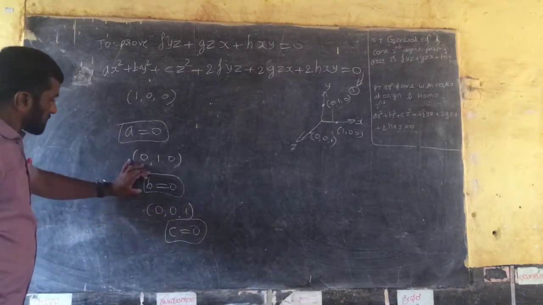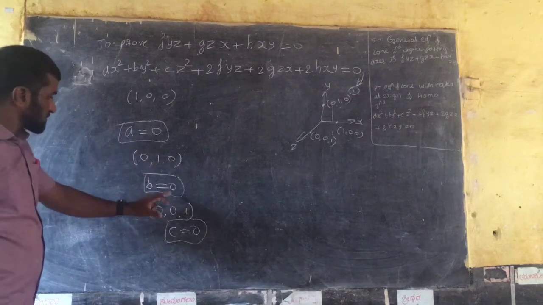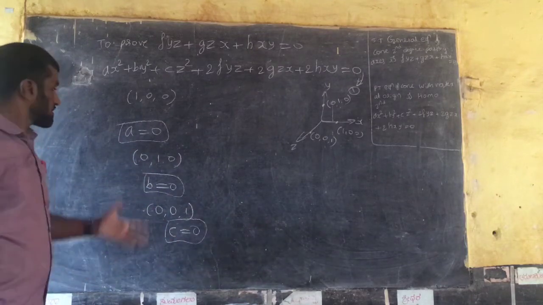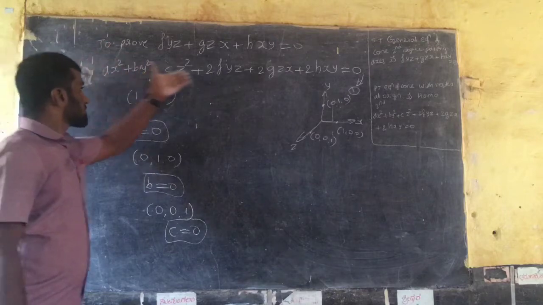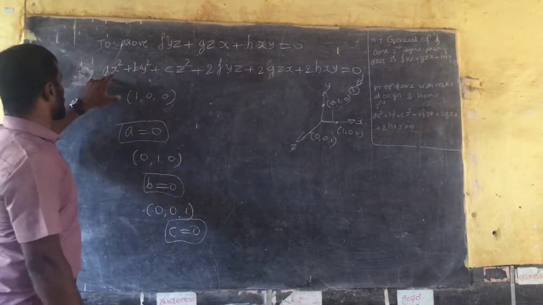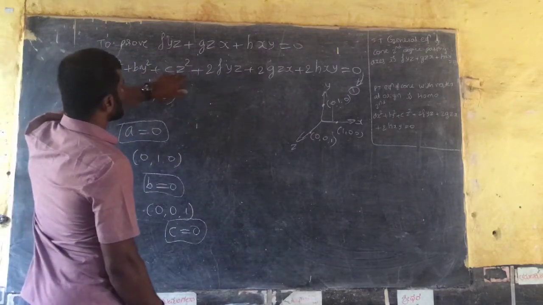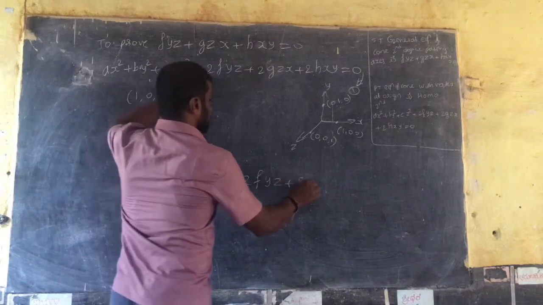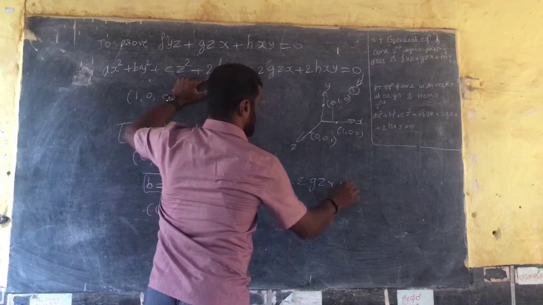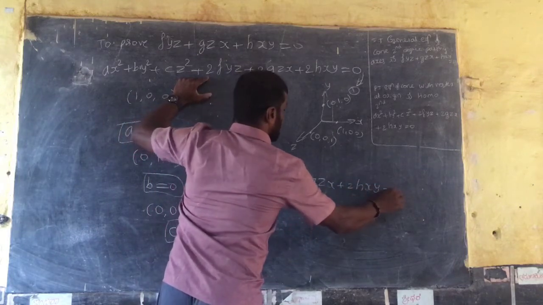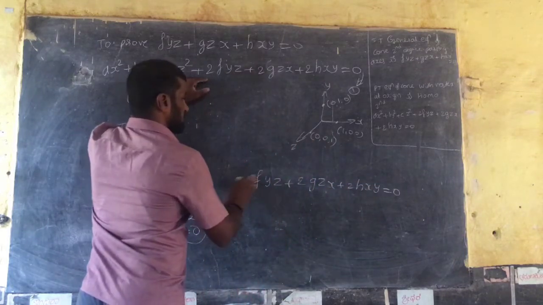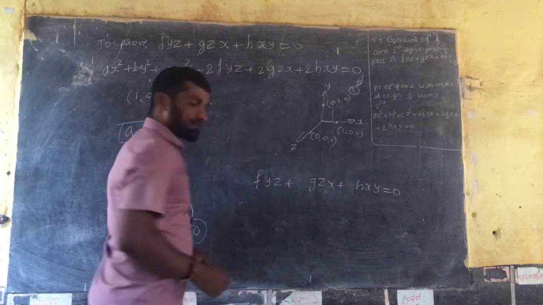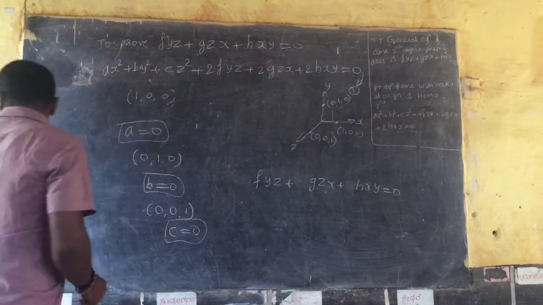Substitute the values a equal to 0, b equal to 0, c equal to 0 in this equation. What do we get? Only 2 of f of yz plus 2 of g of zx plus 2 of h of xy equals 0. Dividing by 2 on both sides, you get the result. Hence proved. Thank you.